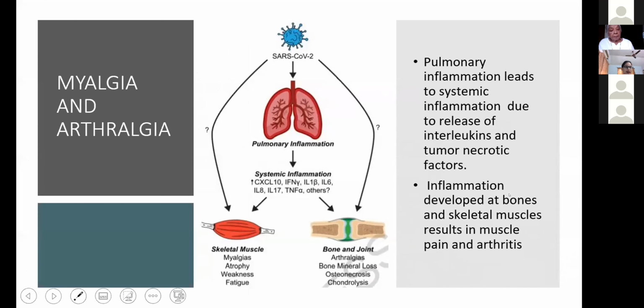The next one is myalgia and arthralgia, muscle pain or bone pain. As I said before, the pulmonary inflammation leads to systemic inflammation due to the release of interleukins and tumor necrosis factor. The inflammation developed at the bones and the skeletal muscles results in muscle pain and arthritis. And it is clearly depicted in the diagram here.